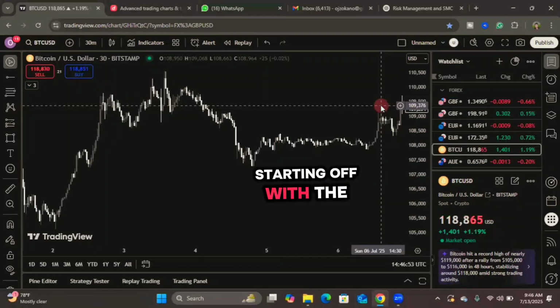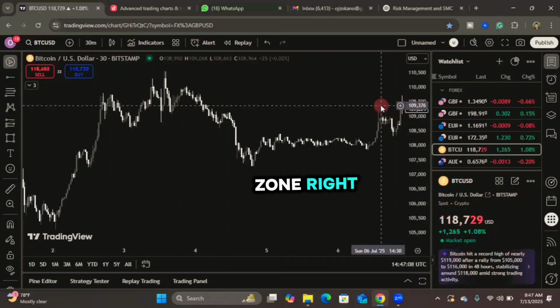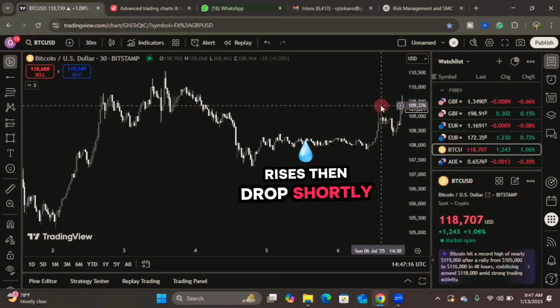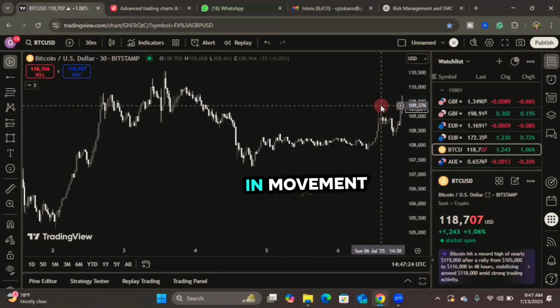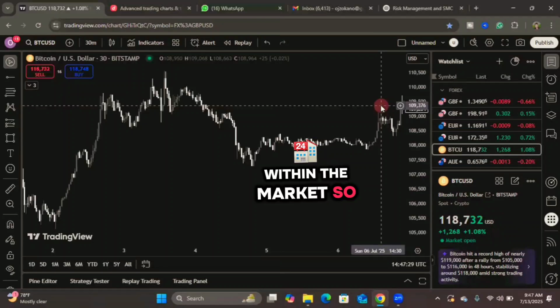Starting off with the first one, we'll find our supply area, okay? And this is how we'll find a supply zone. With the supply zone, we want to look for where price rises, then drops shortly. We'll see this burst in movement, that explosive type of movement within the market. That is how we're going to find our supply area.